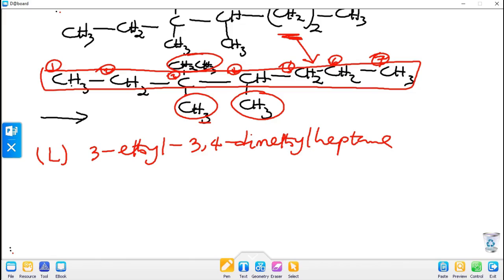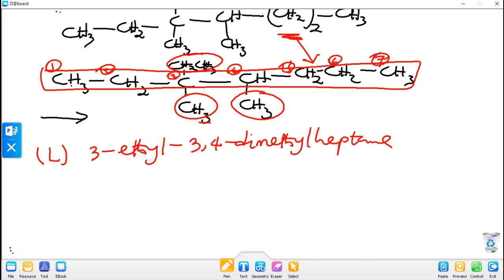3,4-dimethyl. Why is it 3,4? Because one of the methyls is also attached to carbon 3. And the immediate methyl is attached to carbon 4. And since there are two methyls there, we ought to indicate them as dimethyl, and also indicate the position where they fall under, 3, 4. And then we end it with the name of the parent chain, which is heptane. And this is actually what its name ought to be.